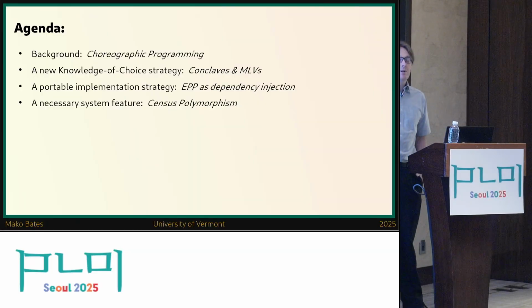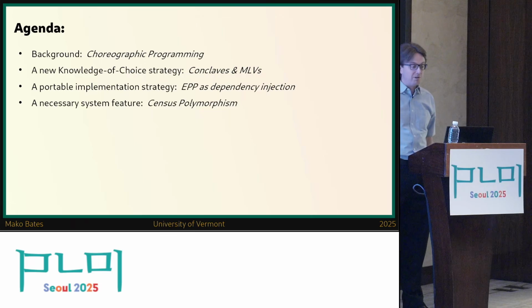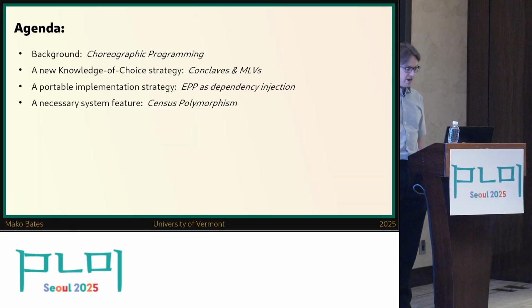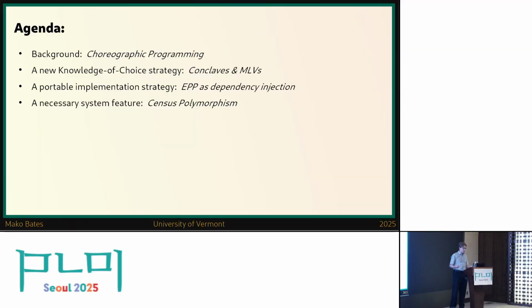So I'm going to spend a few minutes setting the stage, making sure we know what choreographic programming is and why we want it, and how other people have worked on that idea. And then I'll explain conclaves and multiply located values, which are our solution to one of the fundamental problems in choreographic programming. Then we'll talk some about our implementation strategy, how that interacts with conclaves and multiply located values. And finally, we'll get to census polymorphism, which is one of the keys to allowing real code reuse in choreographic software.